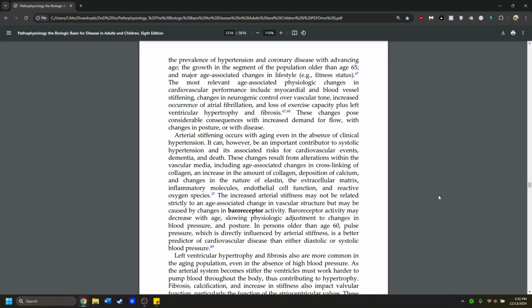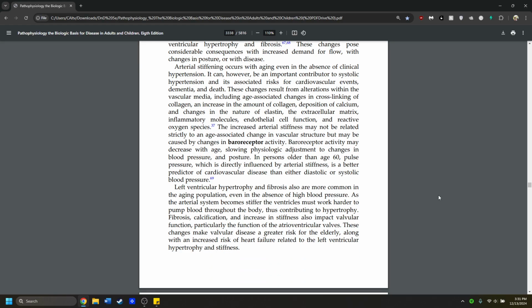The most relevant age-associated physiologic changes in cardiovascular performance include myocardial and blood vessel stiffening, changes in neurogenic control over vascular tone, increased occurrence of atrial fibrillation, and loss of exercise capacity, plus left ventricular hypertrophy and fibrosis. These changes pose considerable consequences, with increased demand for flow, with change in posture, or with disease.